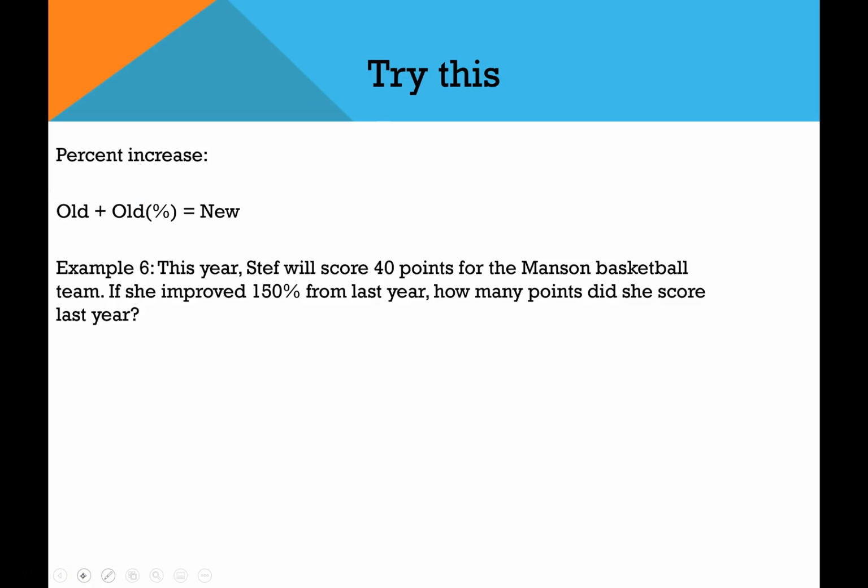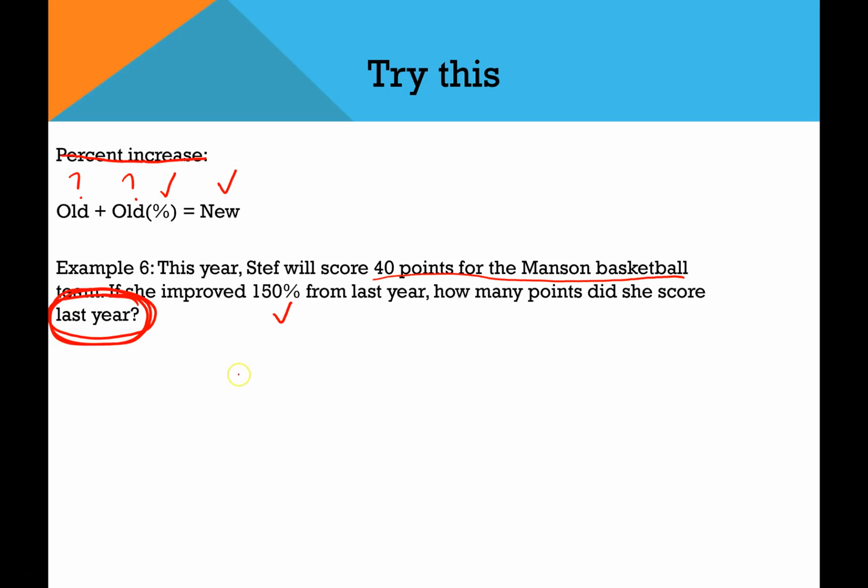Okay, this year Steph will score 40 points for the Manson basketball team. If she improved 150% from last year, how many points did she score last year? Another problem asking for last year. So we're looking for old again. Okay, we're not looking for percent increase, we're looking for old. We're given the percent, and we're given that she'll score 40 points for the Manson basketball team this year. So we have the new.